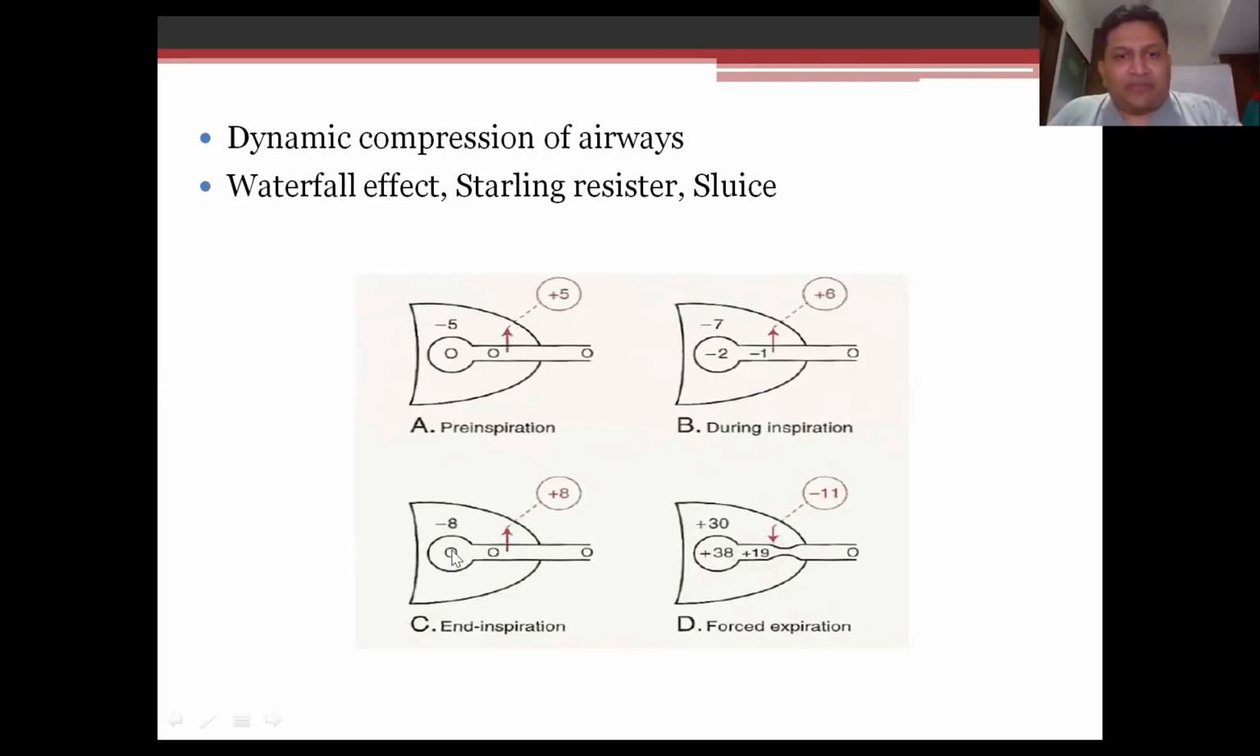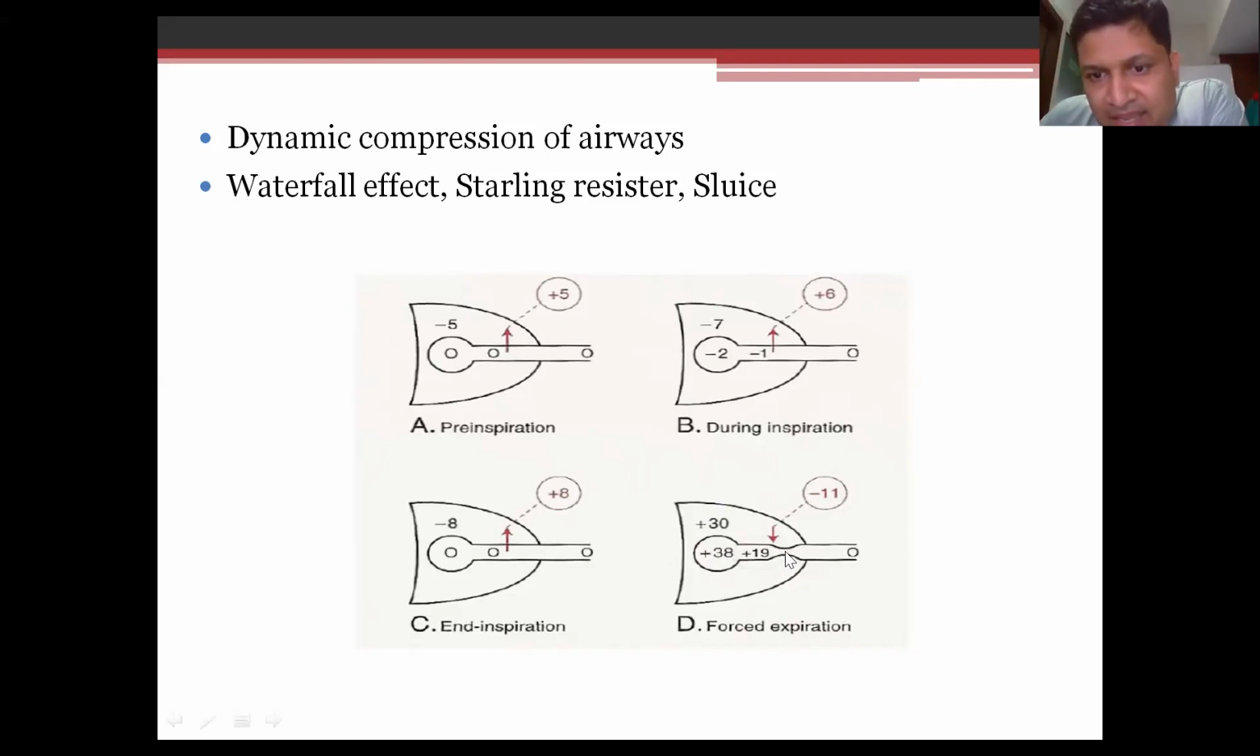Now at the end of expiration, it again becomes 0, 0, 0. But as the lung is contracted, your transmural pressure is still positive, so the airway is not collapsed. But if you do a forced expiration, say you have applied a plus 30 mm of Hg of force.